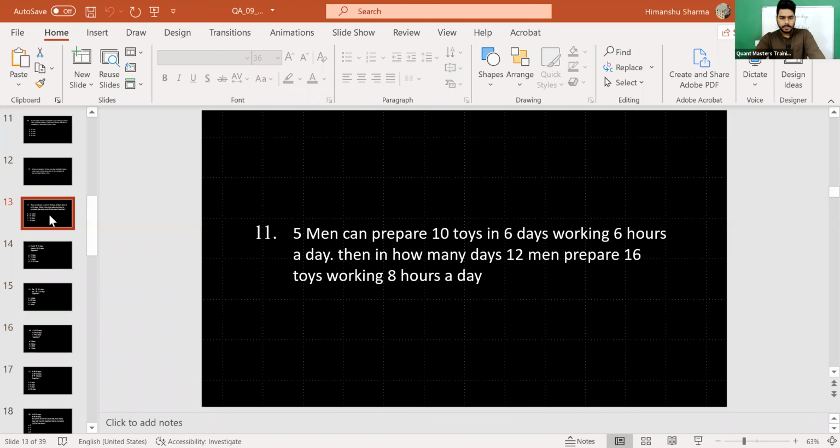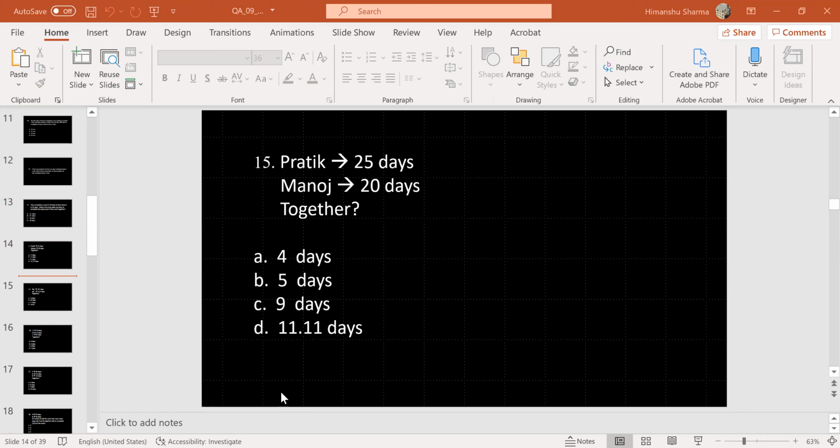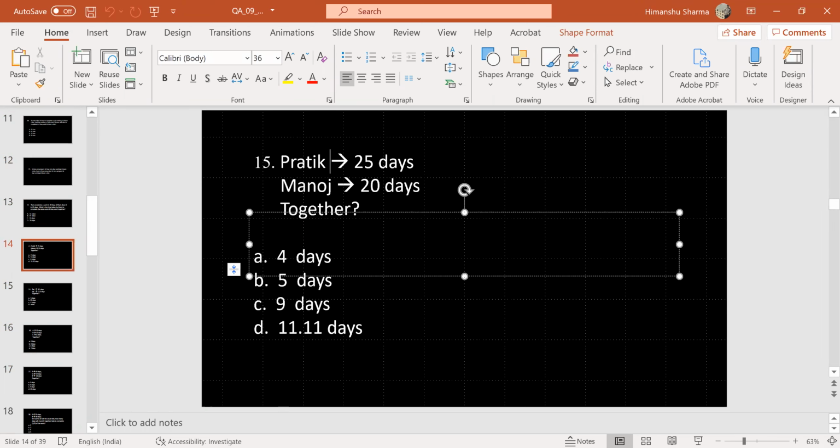Now, can you give me the answer for this sum, all of you? Pratik completes the work in 25. Manoj completes the work in 20. Sir, LCM of 20 and 25 is 100. If LCM is 100, which means Pratik is doing how many units per day, sir? 4 units per day. Manoj is doing how many units per day, sir? 5 units per day. If they work together, they'll complete 4 plus 5, 9 units.